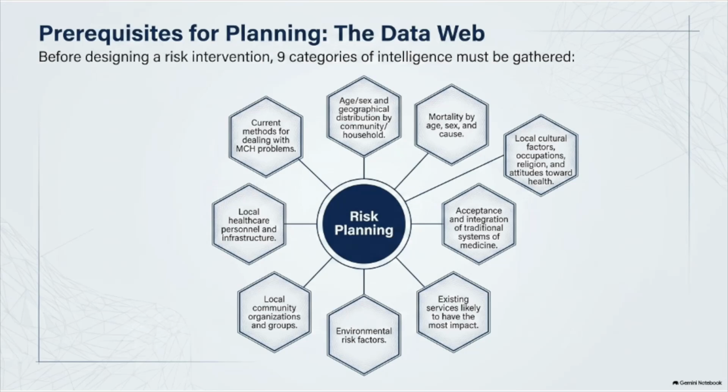This includes age and sex distribution by community or household, mortality by age, sex, and cause, local cultural factors, occupations, religion, and attitudes toward health, acceptance and integration of traditional systems of medicine, existing services likely to have the most impact, environmental risk factors, local community organizations and groups, local healthcare personnel and infrastructure, and current methods for dealing with maternal and child health problems.